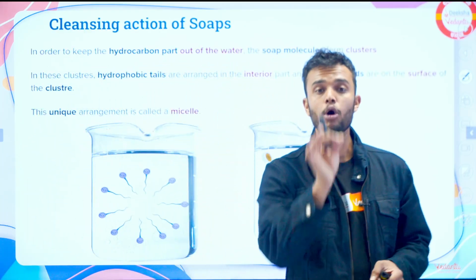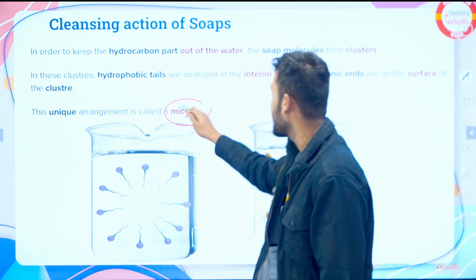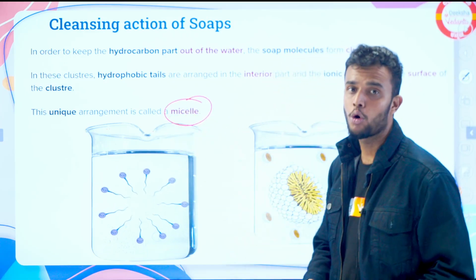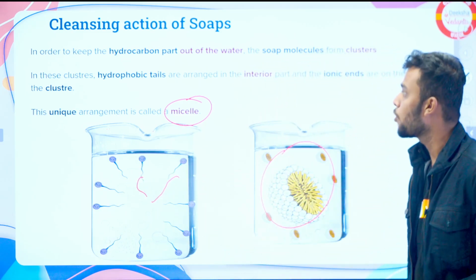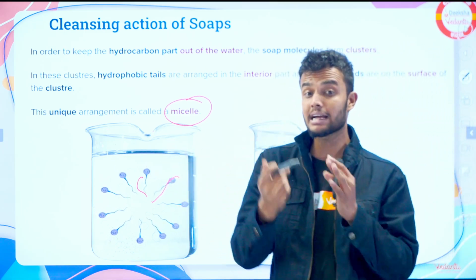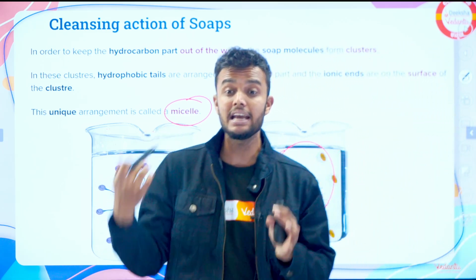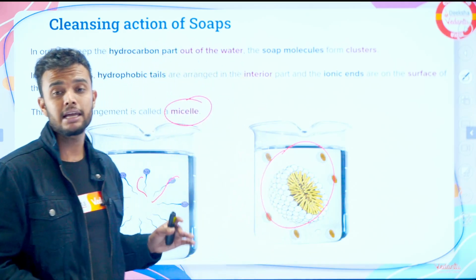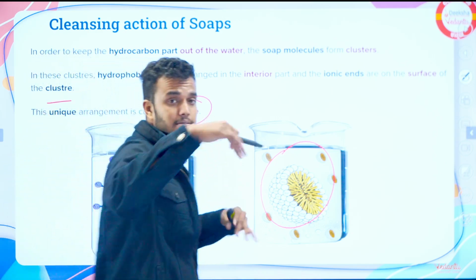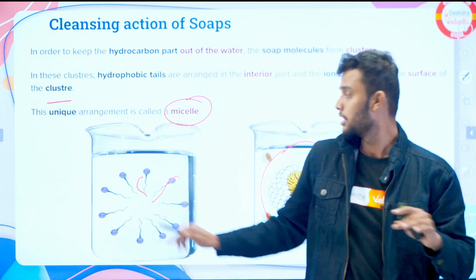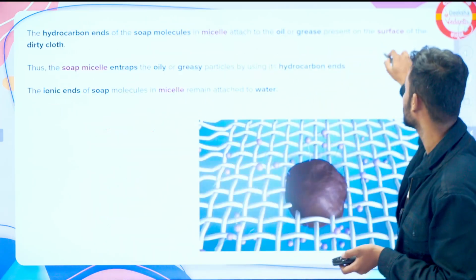Okay, here one important terminology is there, students. Micelle. What happens now? Whenever we dissolve soap in water, it forms a cluster like this. This is called a micelle. What happens in this cluster? Hydrophobic tails are arranged in the interior part, and the ionic ends are on the surface of the cluster. It forms a structure like this. This is called a micelle. Very important. Please note down this point.